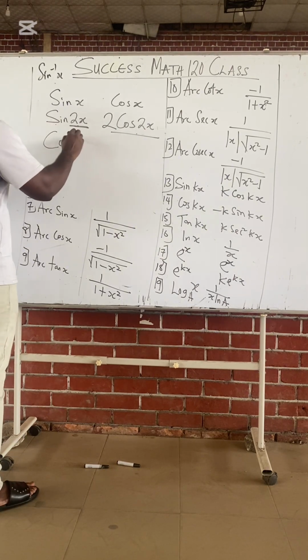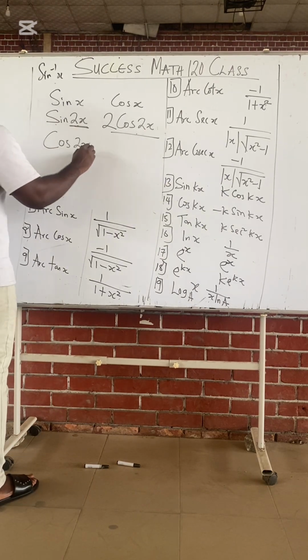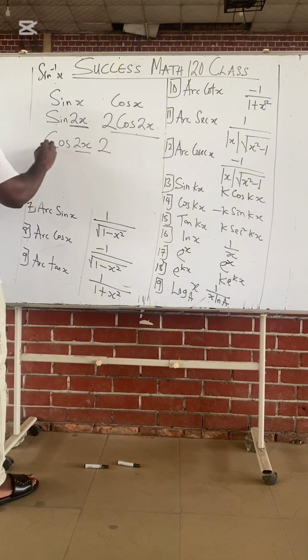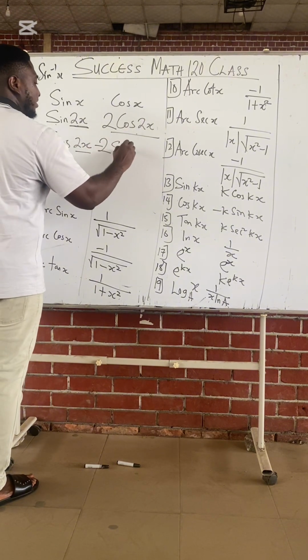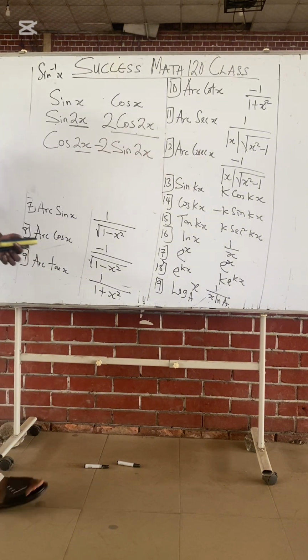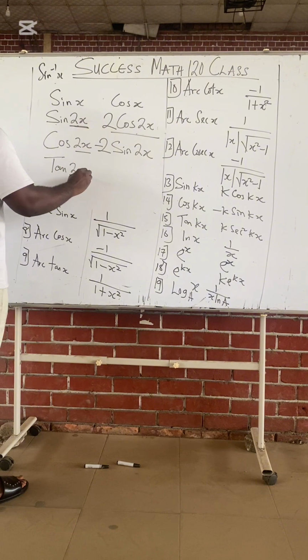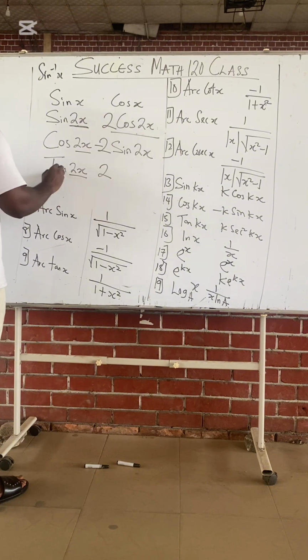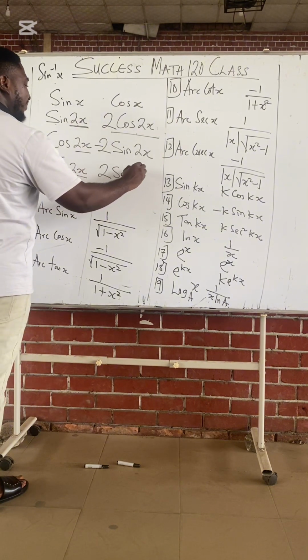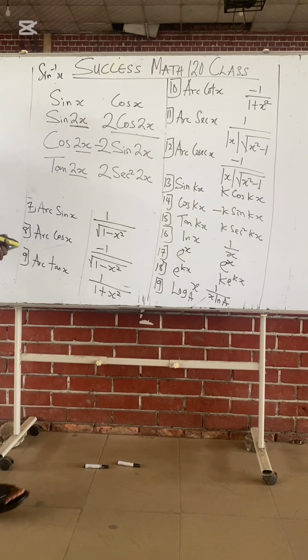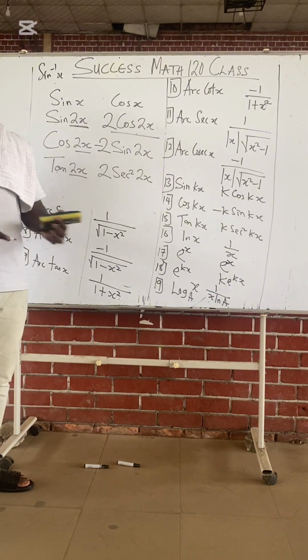Differentiate cos 2x. Differentiate this 2x, what do you have? 2. Cos changes to minus sine. Then repeat your 2. Differentiate tan 2x. Differentiate 2x, what do you have? 2. Tan changes to sec squared. Repeat your 2. Because anytime you differentiate tan, it changes to sec squared.